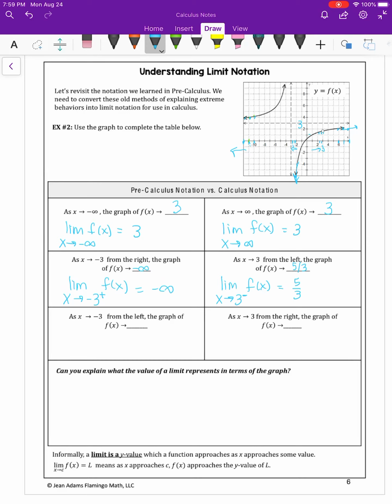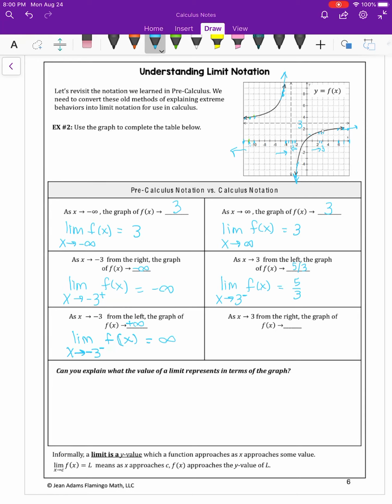As x approaches -3 from the left, I'm coming in this way, approaching it from the left. So if I put this x value in, there's my y. You can see that your y values are approaching positive infinity. We would write this as the limit as x approaches -3 from the left, with a little minus sign there, of f of x equals positive infinity.